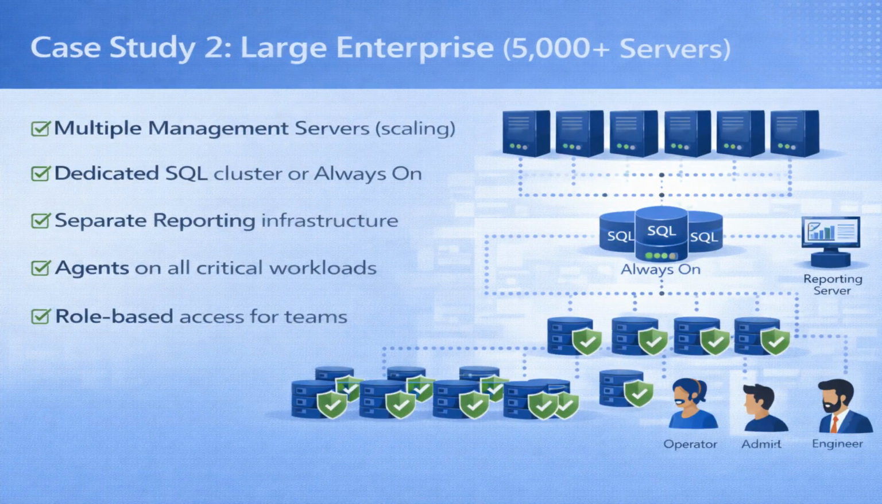Now let's talk about a large enterprise, over 5,000 servers. Initially, SCOM was blamed for being slow. Alerts were delayed. Dashboards lagged. But when we investigated, the issue wasn't SCOM at all. It was SQL Server. The operations database was overloaded. No high availability. No proper disk performance. Once we moved SQL to a cluster with Always On, everything changed. Alerts became instant. Reports worked again. The biggest takeaway? In large environments, SCOM performance is actually SQL performance in disguise.